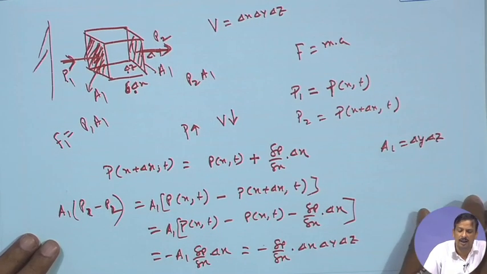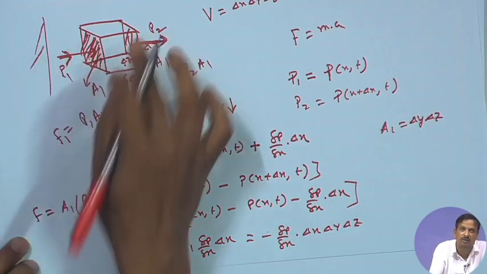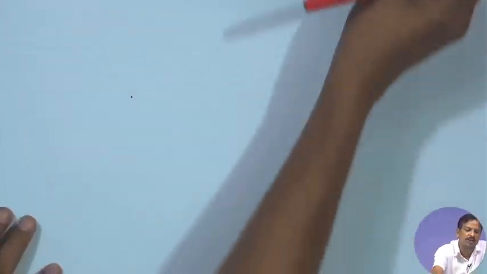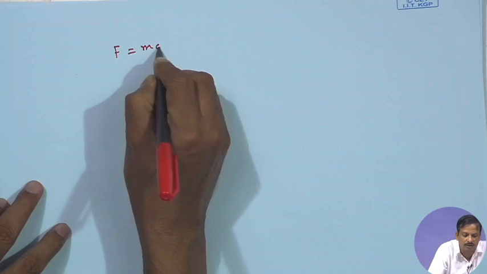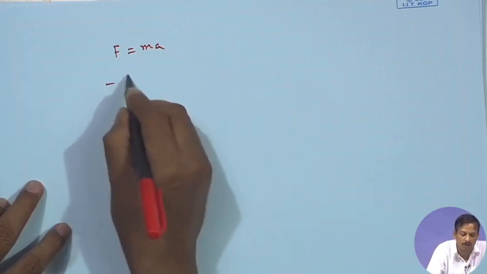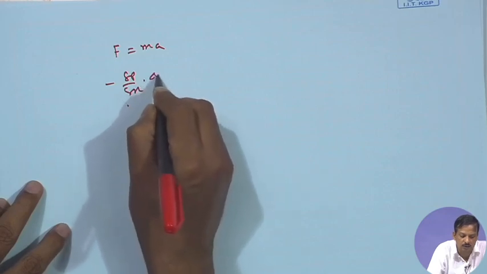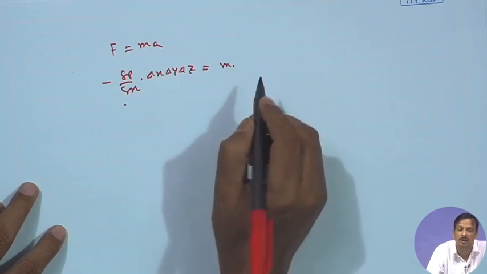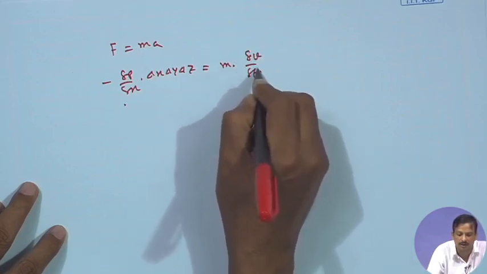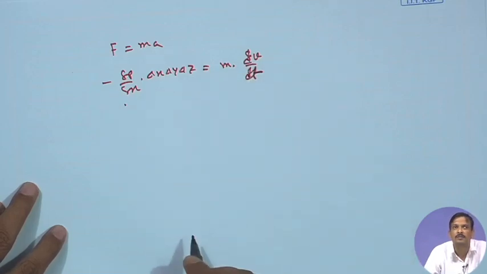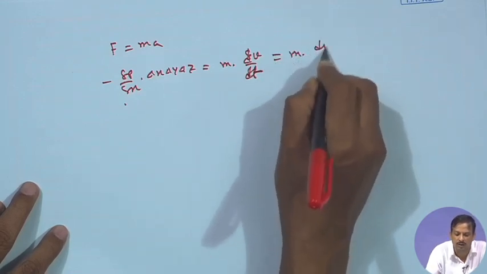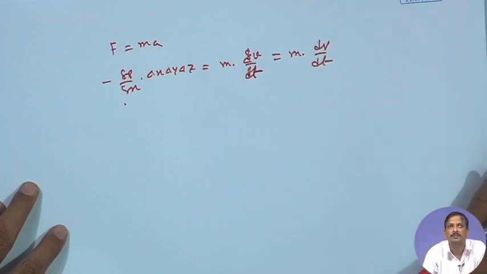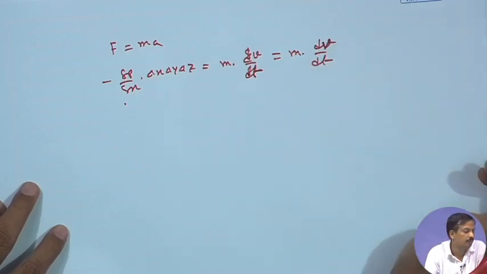Okay, so I get the force acting on the cube. Force is equivalent to mass into acceleration, Newton's second law of motion. So what is force? Minus del p by del x into del x del y del z is equal to mass into acceleration. What is acceleration? It is dv by dt, the rate of change of particle velocity. So I can say it is m into dv by dt. This v is the particle velocity.